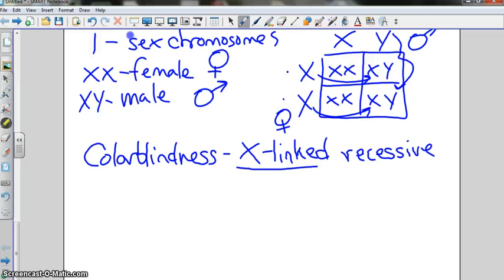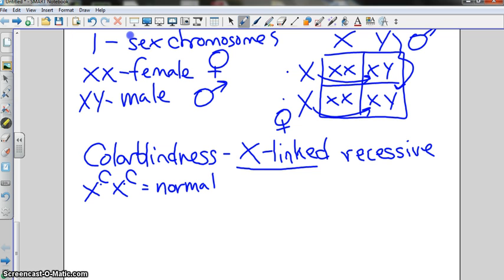So the way we can draw this is I'm going to start with the females. Whenever we write a female genotype, we have to write two X's. And we're going to use the letter C to represent color blindness. If a female is totally normal, she is going to have two capital C's. That means she has two dominant genes. And we write a superscript. A subscript is when it's below the letter. Superscript is when it's above.